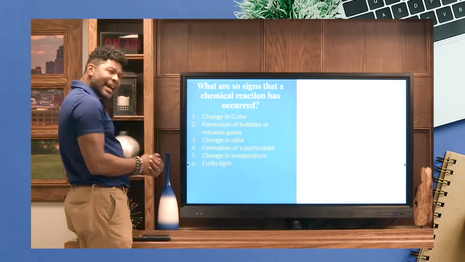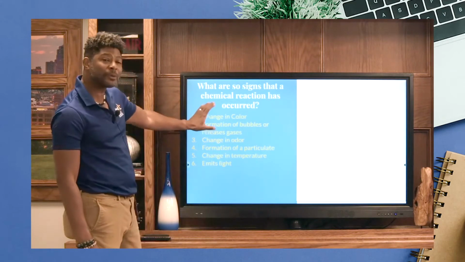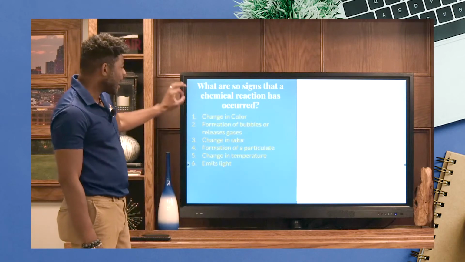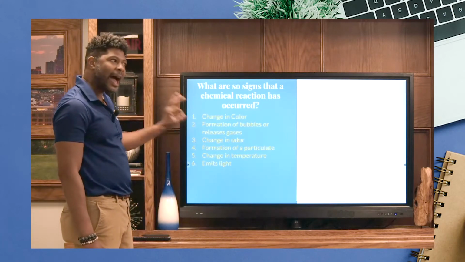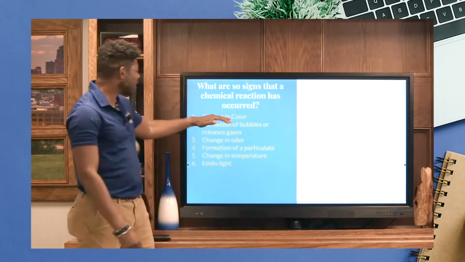Now, let's talk about signs of chemical reactions. And this is the most important part of this because you're going to need to know how to tell if a reaction has taken place. So the first thing, color change.